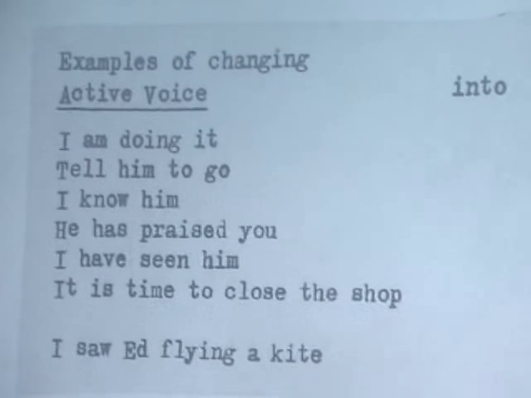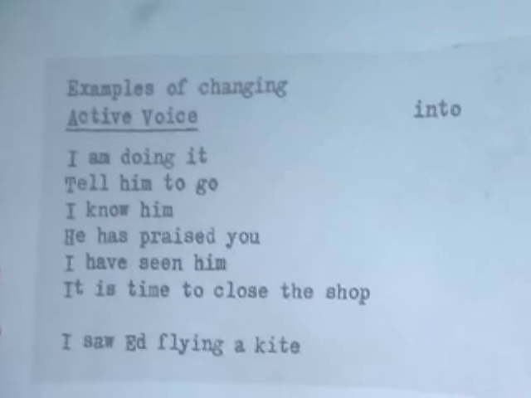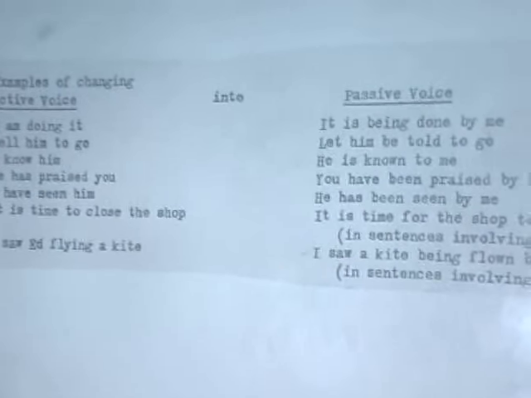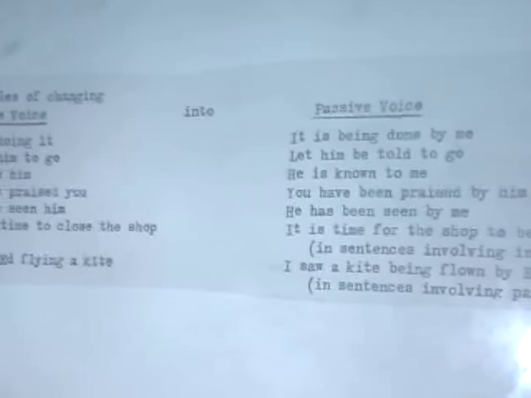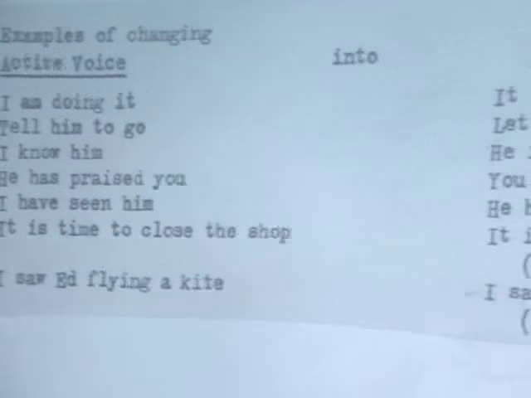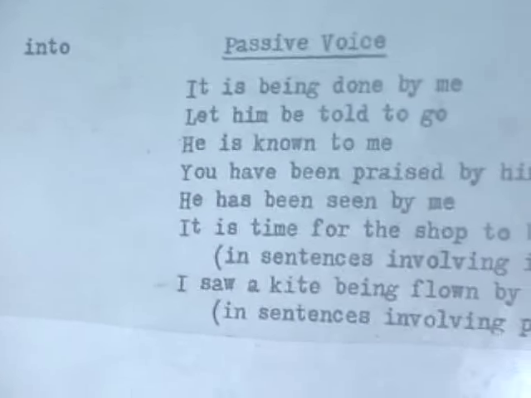Changing active voice into passive voice. 1. I am doing it. It is being done by me. 2. Tell him to go. Let him be told to go. 3. I know him. He is known to me. 4. He has praised you. You have been praised by him. 5. I have seen him. He has been seen by me. 6. It is time to close the shop. It is time for the shop to be closed. I saw Ed flying a kite. I saw a kite being flown by Ed.